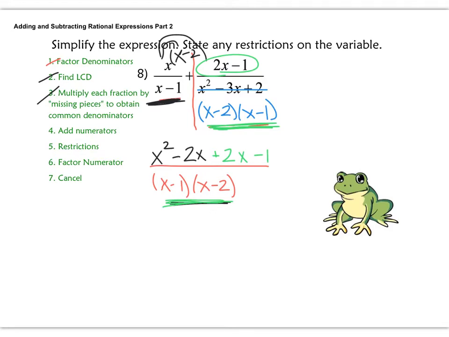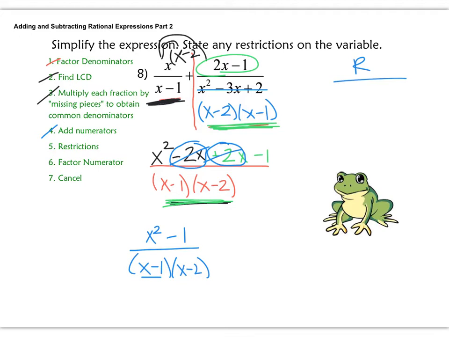Step 4, add your numerators. So any like terms, we have an x squared. I have negative 2x plus 2x. Those are going to cancel. And I have a minus 1 over x minus 1, x minus 2. All right, that was me adding numerators. Step 5 is restrictions. So looking at my denominators, that's going to give me 1 and 2. So x cannot be 1 or 2.